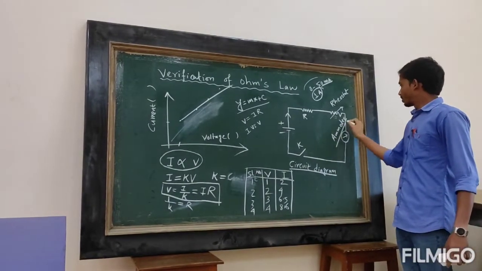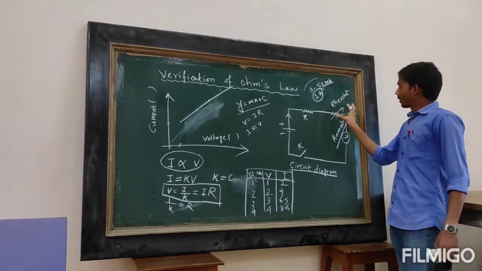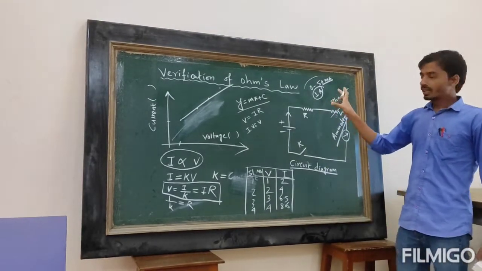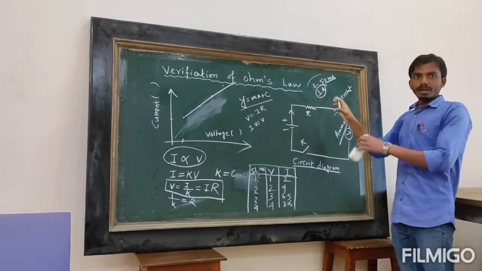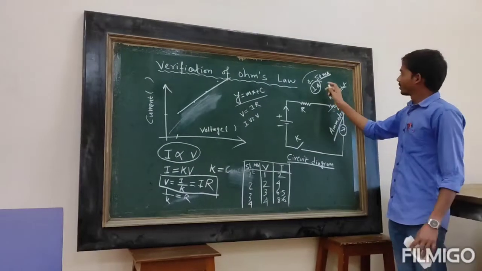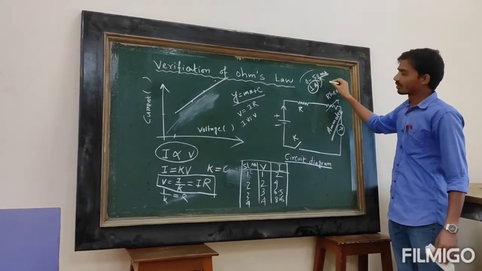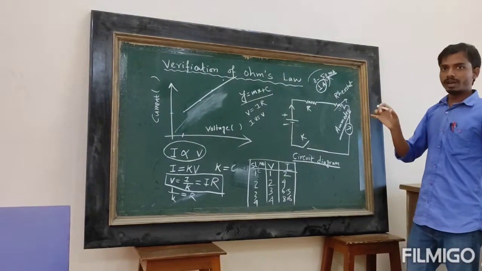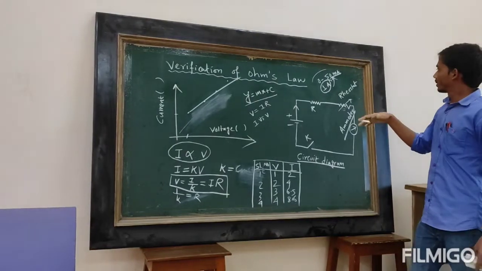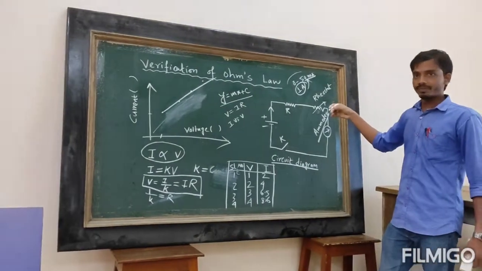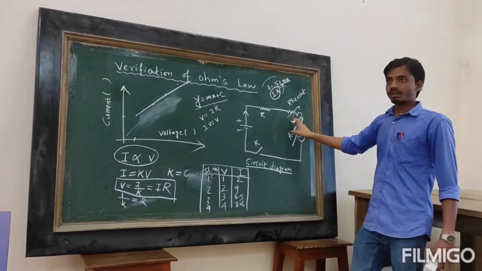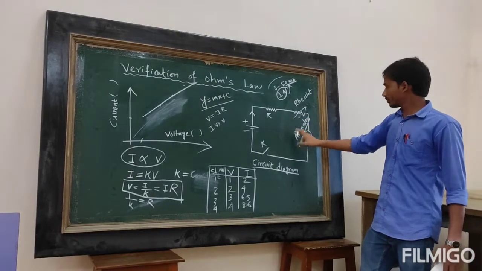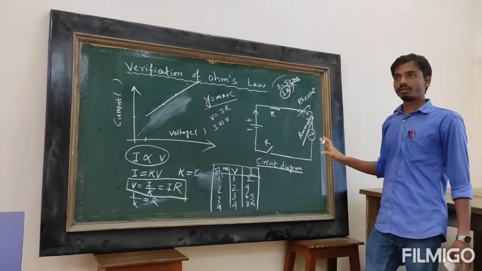So what you need to do? You need to apply some kind of resistance. You insert some kind of resistance so that the current will be in this range. Rheostat is actually a variable resistance. You can vary it and take according to your choice. So that's why we are using a rheostat. Any question?